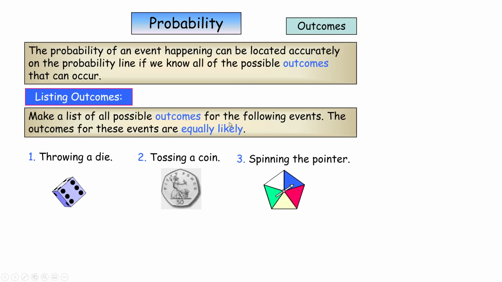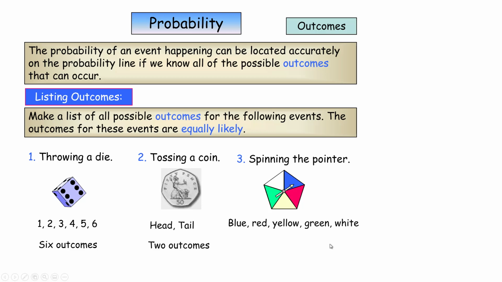We're going to have a look at all the possible outcomes of the following events. Throwing a die, all the possible outcomes. When we throw a die, we can get any of those numbers. Tossing a coin, heads or tails. We've got 2 outcomes. Spinning the pointer, 1, 2, 3, 4. We've got 5 different colors that could occur. Okay, good.